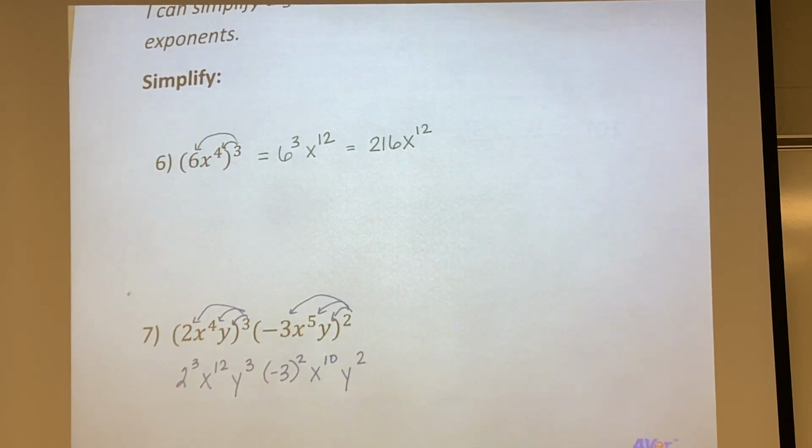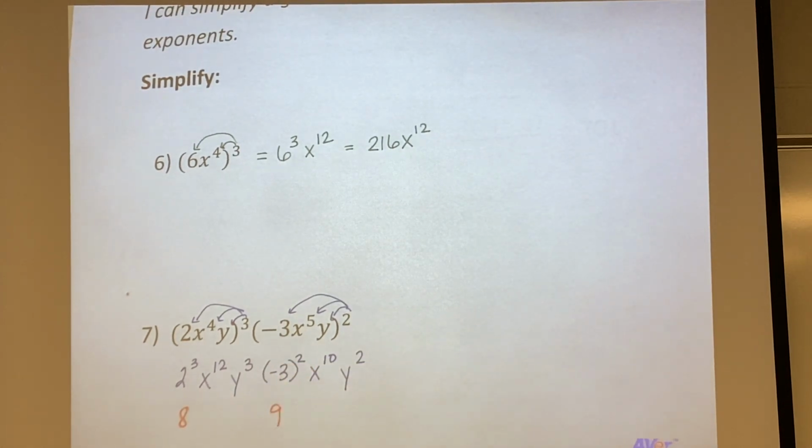Now we have to do some simplifying and some combining. So 2 to the third is 8, and negative 3 squared is 9, and that's why those parentheses are so important, because we don't want to say negative 9. So that's something that we have to simplify.